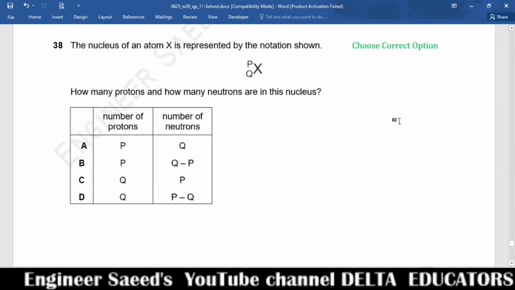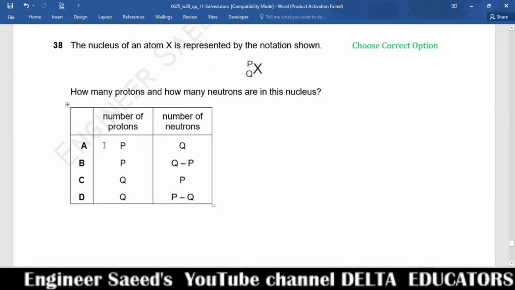Question number 38. The nucleus of an atom X is represented by the notation shown. How many protons and how many neutrons are in the nucleus? This Q represents proton number, and this P represents nucleon number. What is meant by proton number? Proton number means number of protons, and nucleon number means the sum of protons and neutrons.